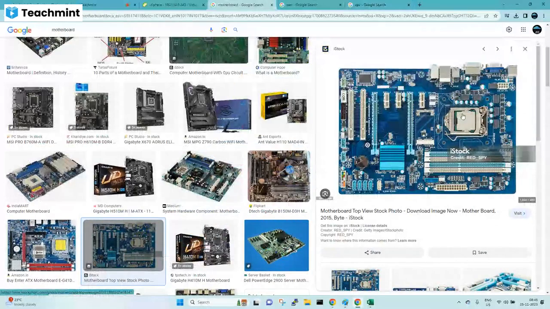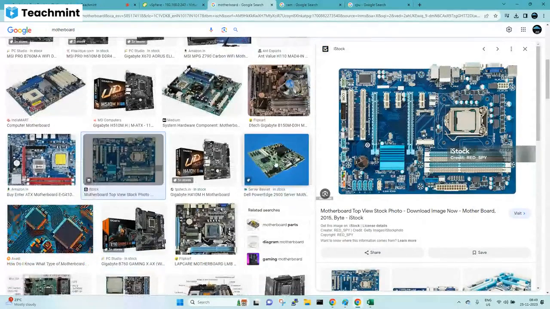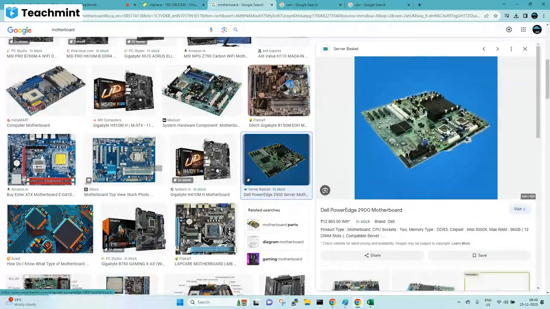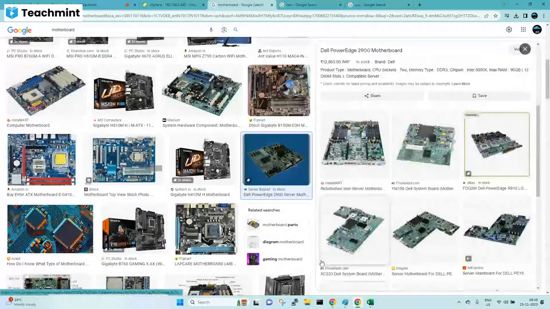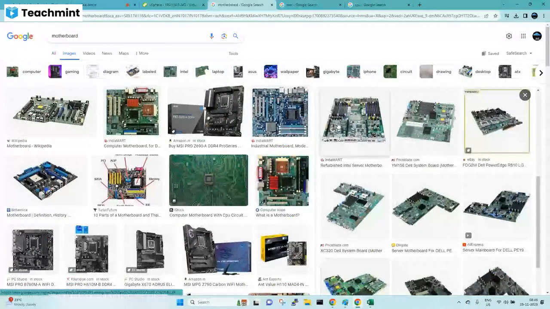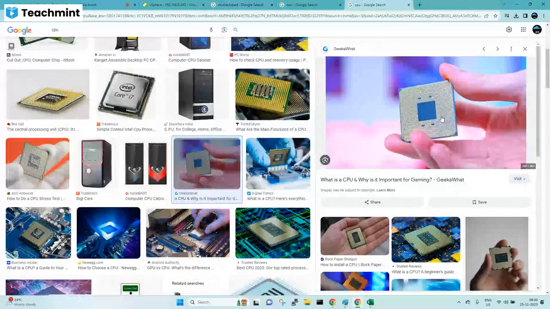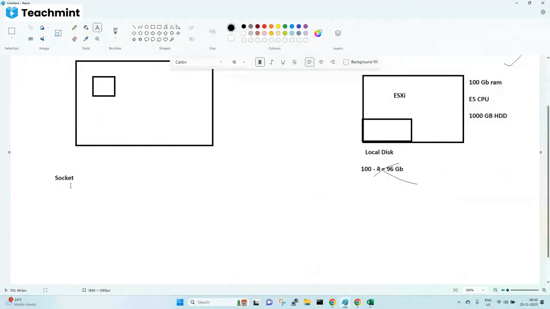Motherboard socket. So one is already inserted here and locked. You can see they have locked it also. If it is empty, it will be like this. You can see the empty slot here. Right now nothing is inserted. Once you insert this chip, it will be inserted. That is called a socket.